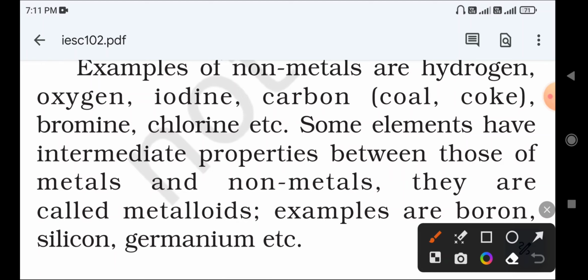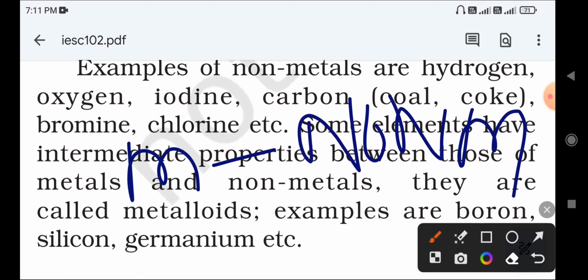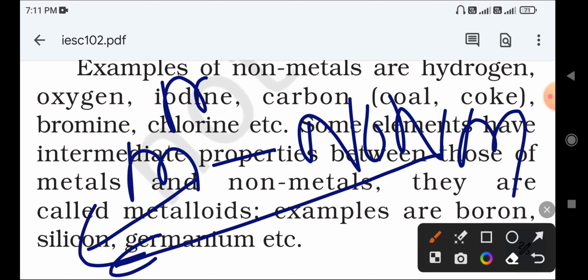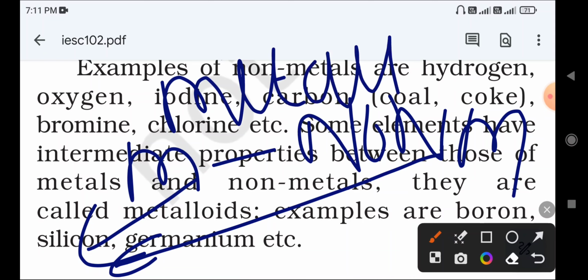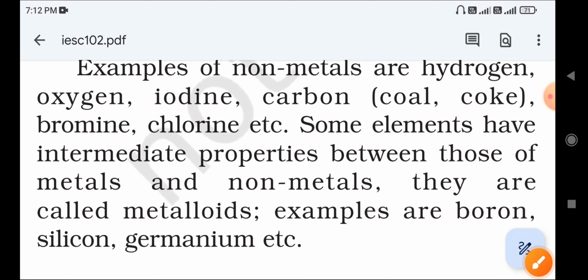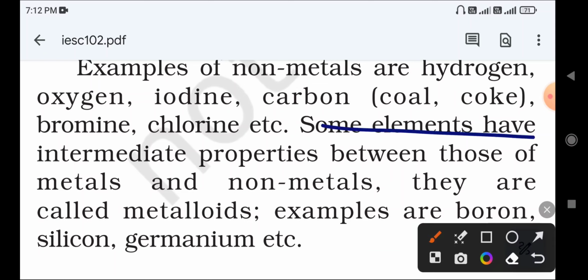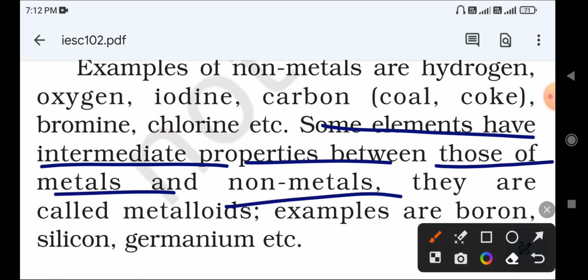Some elements can show intermediate properties between metal and non-metal. Some elements show the properties of both metal as well as non-metal, and those are called metalloids or semi-metals. So what are metalloids? Elements showing the properties of both metals and non-metals are called metalloids. Some elements have intermediate properties between those of metals and non-metals, they are called metalloids.